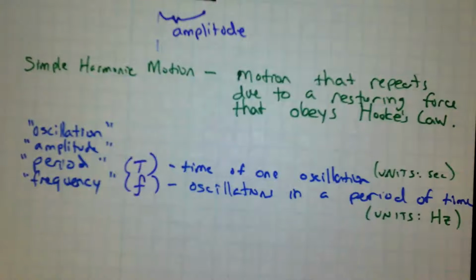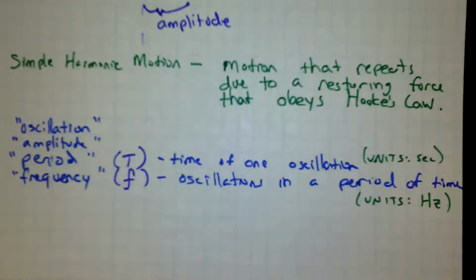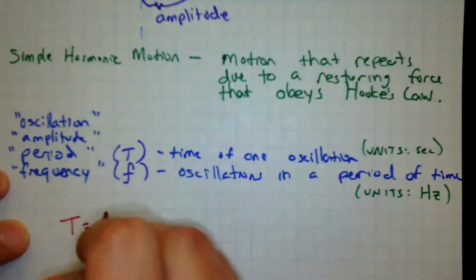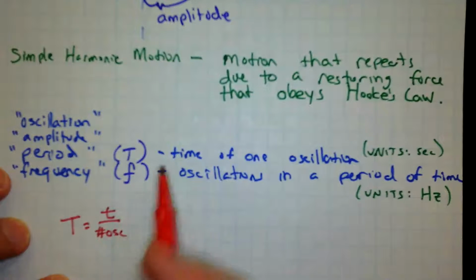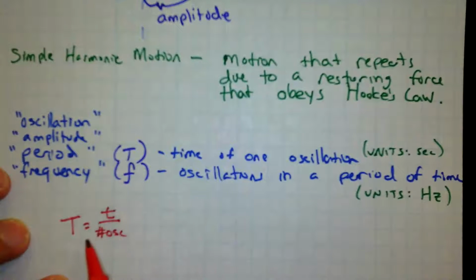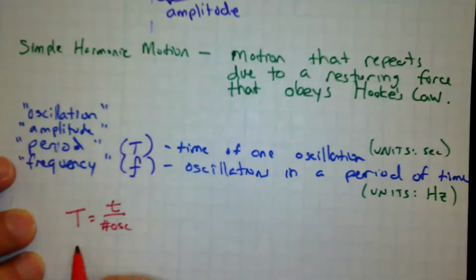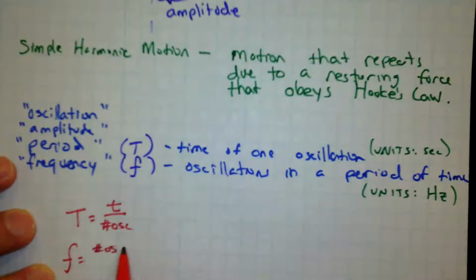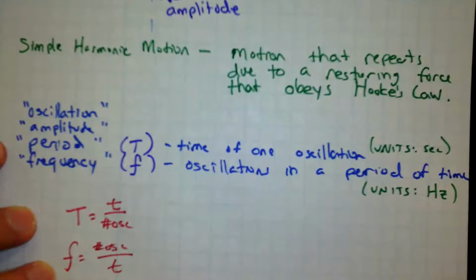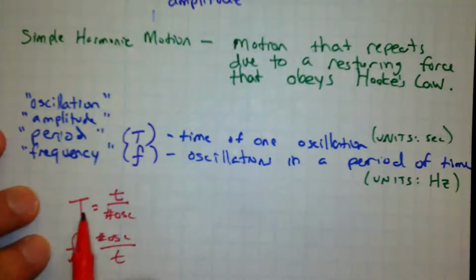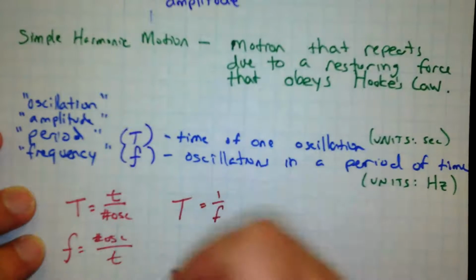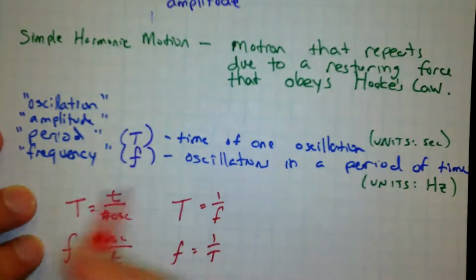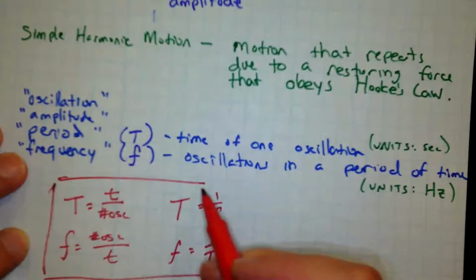Now, what I'm going to do with these is give you the only 4 equations all year I'm going to ask you to memorize. The only 4 equations I will not give you. Period is going to be time divided by number of oscillations. That makes sense because it's the total time divided by how many oscillations it made. Frequency is the opposite: oscillations divided by time. That's period and that's frequency. You'll notice they are reciprocals of each other. So I can also say that period is 1 over f and f is 1 over T. These are the only 4 equations all year I'm going to ask you to memorize.